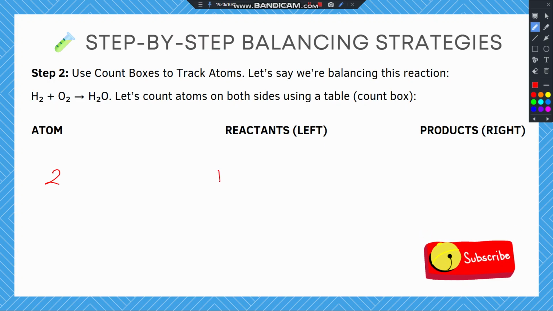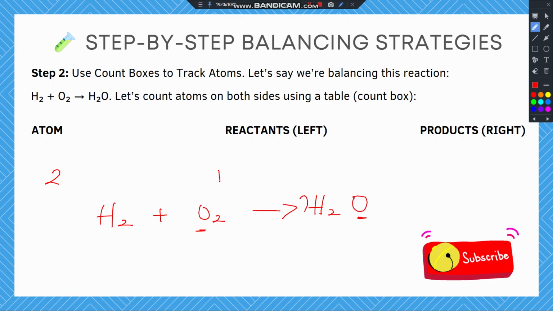What do we do? We simply add a coefficient to make the atoms equal on both sides. So here is what we do now. This is the equation H2 plus O2 giving us H₂O. We want to make this oxygen equal to this oxygen. So we come here and add a coefficient of 2. Why did we do that?